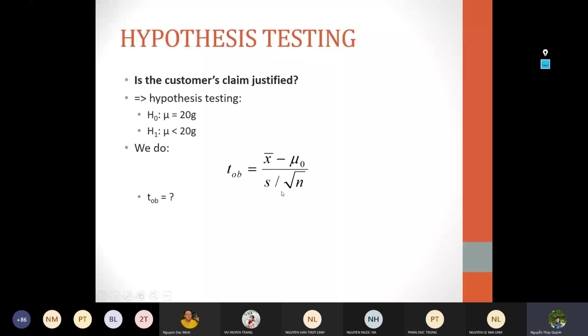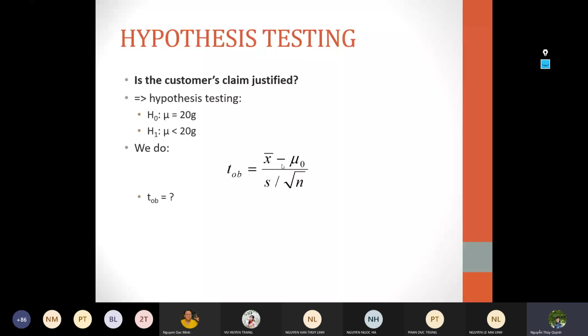Then we calculate the observed value of t. In other tests, when we have to use a different distribution, for example, you will have to calculate an observed value of F or an observed value of chi-square, and so on. It depends on which test you are conducting. So please consider that.